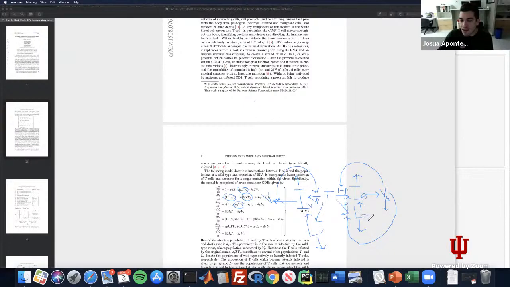And then there are a couple of parameters that control the rate at which this infection happens and how cells move between the different phases, how fast they die. This is alpha R, and this is alpha S. So there's a bunch of parameters that control all of this.